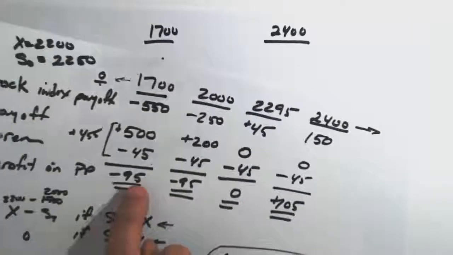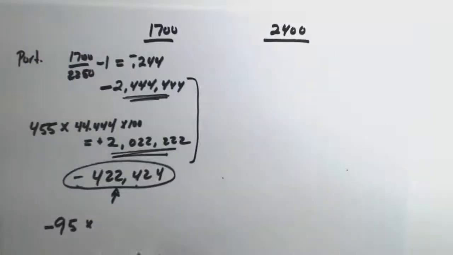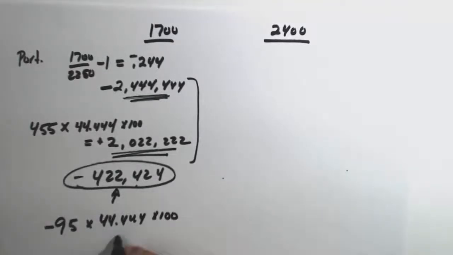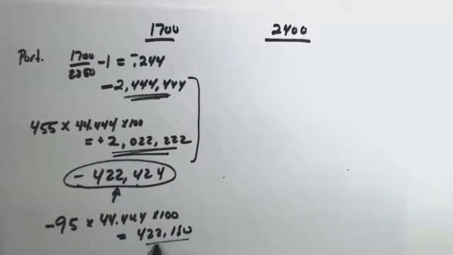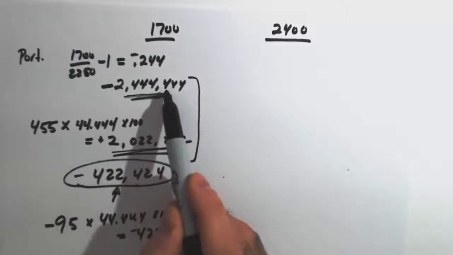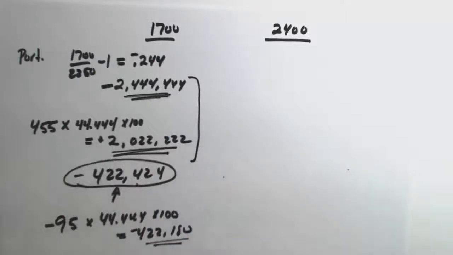This guy right here, $95 loss. So we take the 95 times 44.444 times 100, and we come up with 422,180. And so I'm rounding a little bit. There is a little bit of rounding. I'm not going to keep carrying that decimal out there. So you can see, basically, I've accounted for that loss. But that loss is far better than losing $2,444,444, right? And so the hedge worked. And so that's the point.